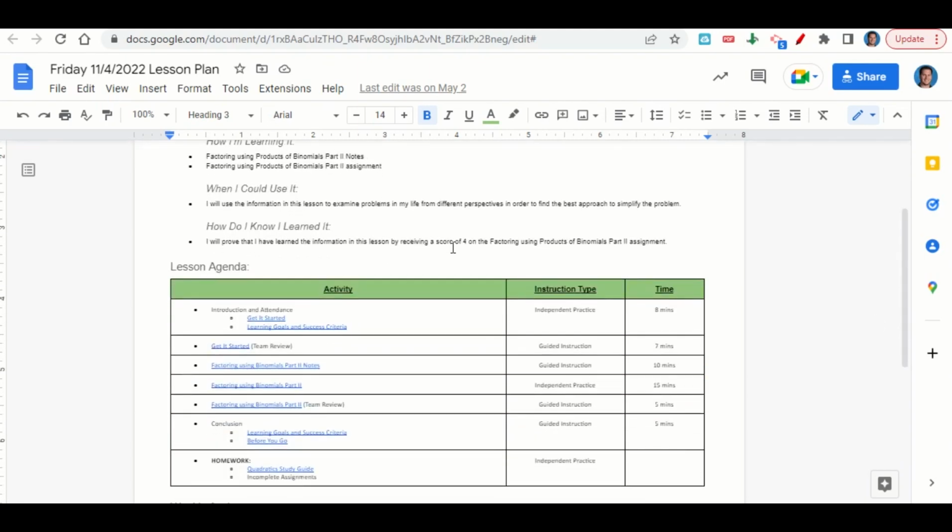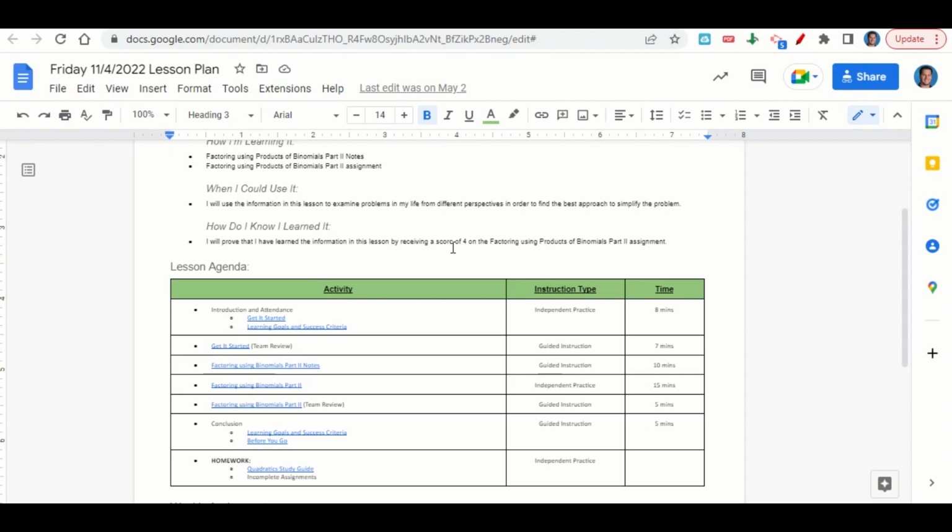Now let's take a look at our agenda for today. We will begin by going over the learning goals and success criteria. While we do that, you'll fill out your Get It Started. Once you've completed your Get It Started, we'll go over it together and answer any questions that you may have. After that, we'll go over the factoring using binomials Part II notes, and then I'll give you time to complete the factoring using binomials Part II assignment. Once you've completed the assignment, we'll go over it together and answer any questions that you may have.